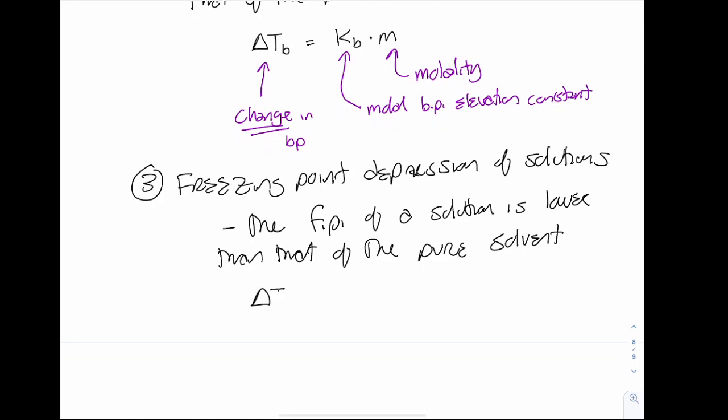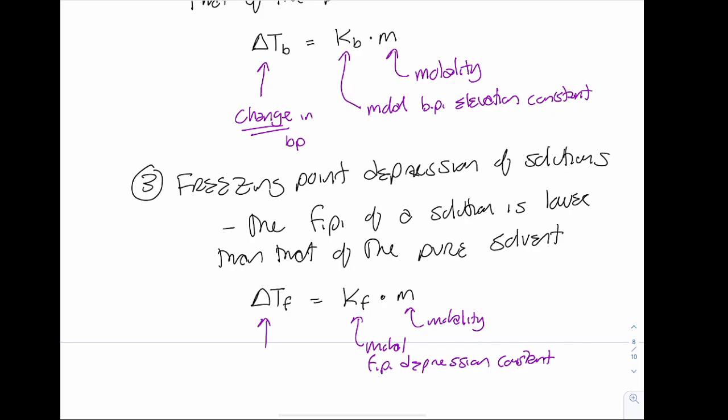So again, if we were comparing salt water to water, salt water is going to have the lower freezing point. My equation, delta T with an F this time, is equal to Kf times m, m still being my molality. Kf is the molal freezing point depression constant. And then this is my change in freezing point.